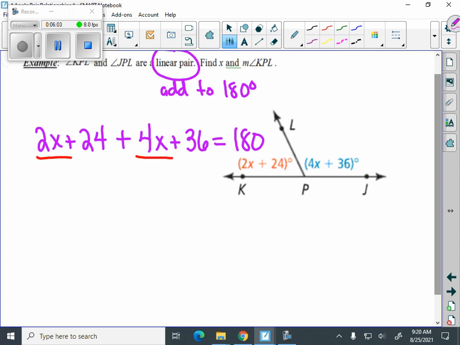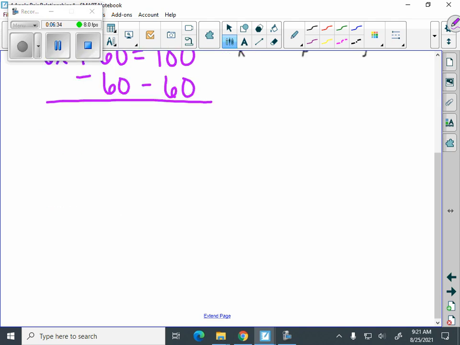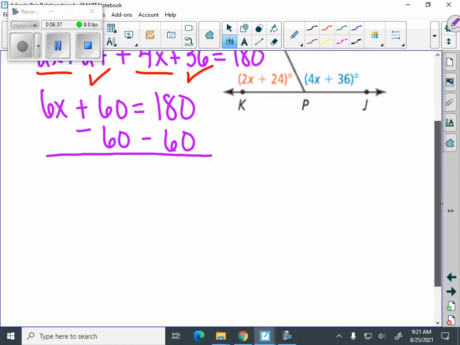Combine like terms. 2x plus 4x is 6x. 24 plus 36. Again, if you don't know what that adds to be, use Desmos. But I believe it adds to be 60. And then we can solve this equation. So we're going to move the 60 to the other side. And then we end up with 6x equals 120.